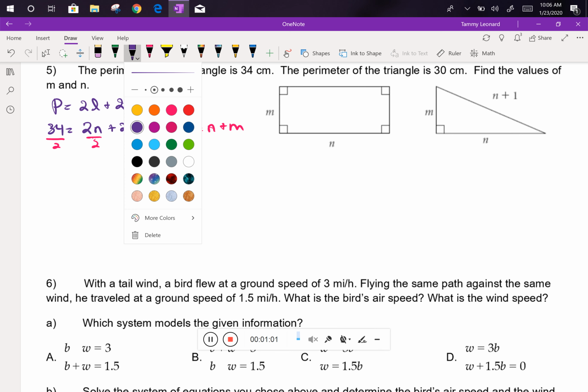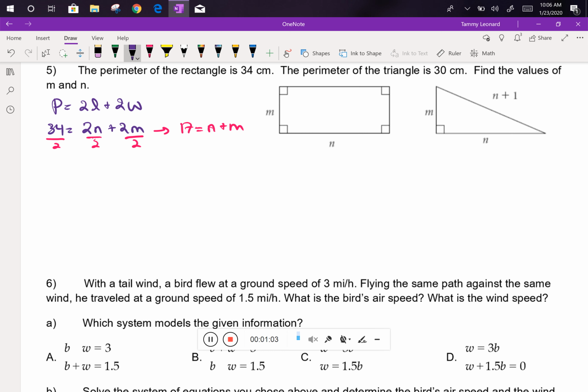And then we keep reading the problem a little bit more. It says the perimeter of the triangle is 30 centimeters, and we can see the triangle off to the right has sides length m, n, and n plus 1. Well, when I look at that, I can't use that same formula of perimeter equals 2l plus 2w. For a triangle, the perimeter is just the sum of all the sides.